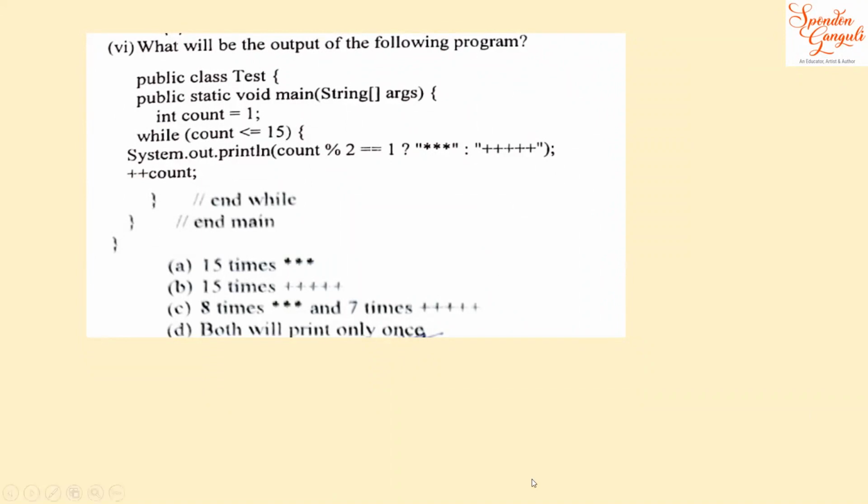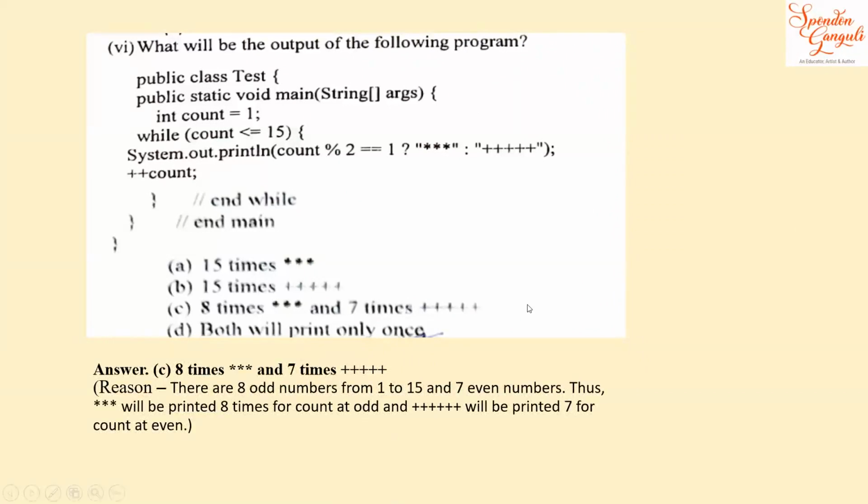Let us see. Here, you will get 8 odd numbers from 1 to 15 and 7 even numbers. Thus, 3 stars will be printed 8 times for count odd, and 5 plus will be printed 7 times for count even. So the correct option here is C, that is 8 times star and 7 times plus. Next question.